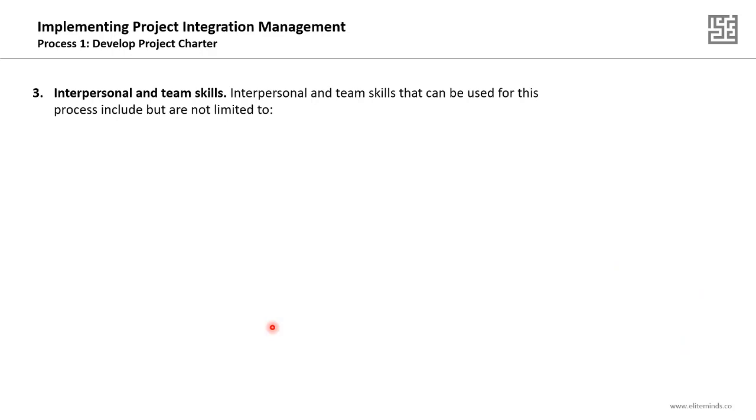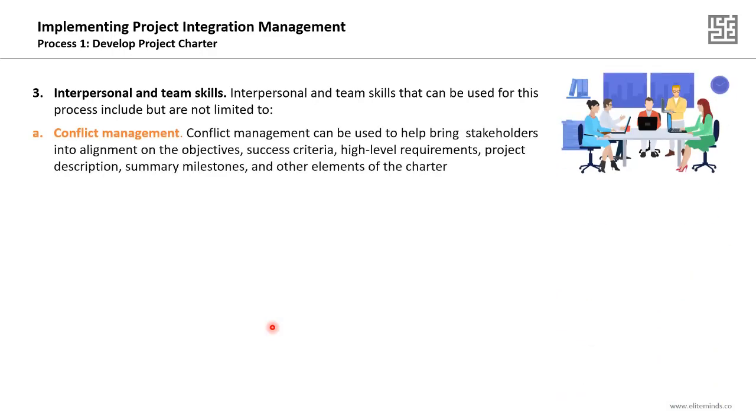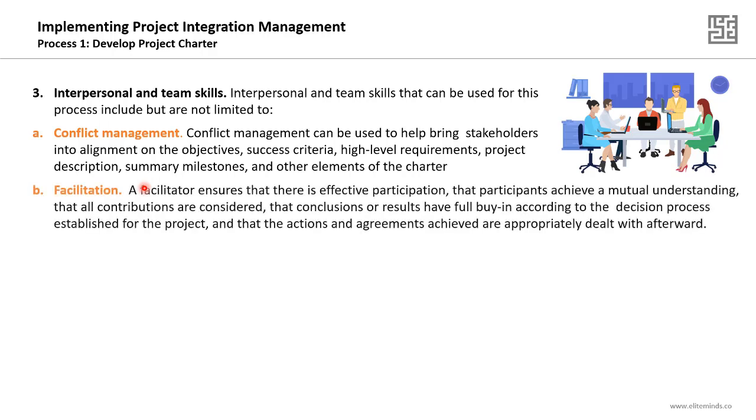The third tool, the interpersonal and team skills, the ones that might be used while developing the project charter, include but are not limited to conflict management. You as the project manager or the project management team members should utilize your conflict management techniques in order to help bring stakeholders into alignment on the objectives, success criteria, high-level requirements, project description, summary milestones, and other elements of the project charter. So whenever there is a conflict or the stakeholders are not aligned on a key section of the project charter, you can use the conflict management techniques in order to resolve this conflict.